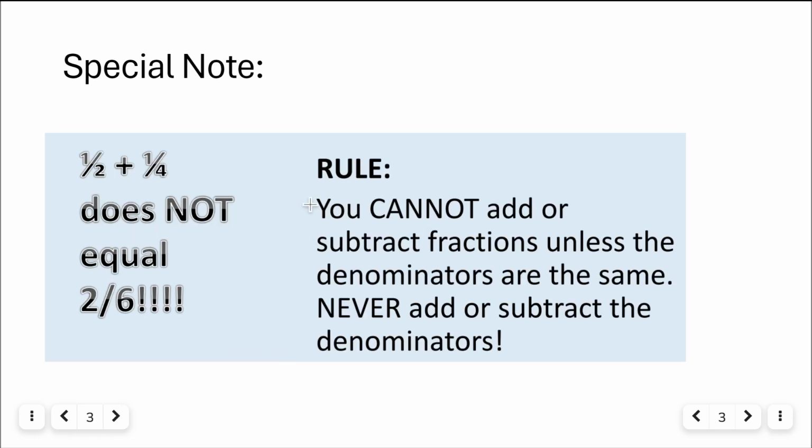The most important thing about adding and subtracting fractions is that you cannot just add across the numerator and the denominator. You cannot do that. This is not true. It is not 2/6. The denominators must be the same to add or subtract fractions. You should never add or subtract the denominators.